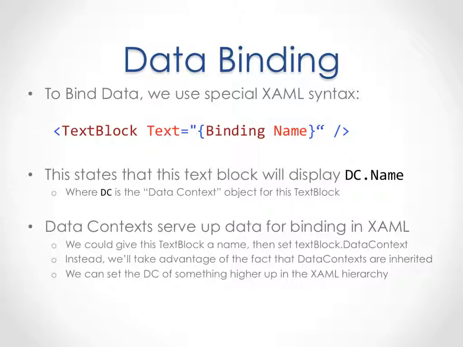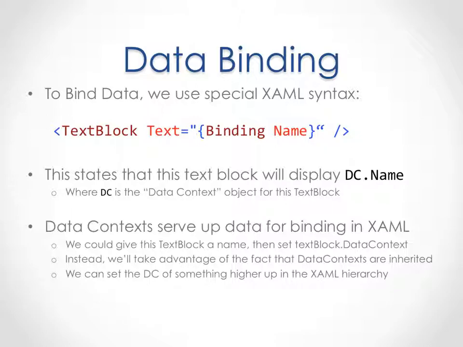So if this was just a bare application and all we start out with is the default template, that's that content root grid object that gets automatically generated for you. That I'm sure you've seen 100 times and have ignored every single time. Data contexts are what serve up data for binding in XAML. So if we assign the data context of that grid, so it's the grid that contains everything in our application, when we assign that data context, that means that all the children get that data context as well, because XAML is hierarchical and it inherits default properties from things higher up in the chain, or higher up in the tree, however you want to look at it.